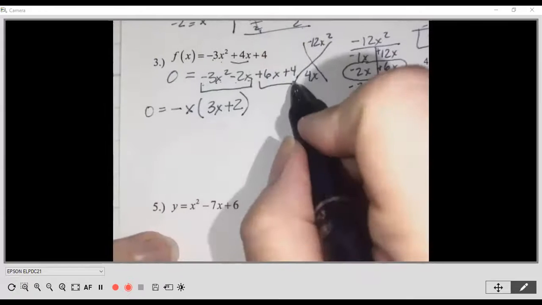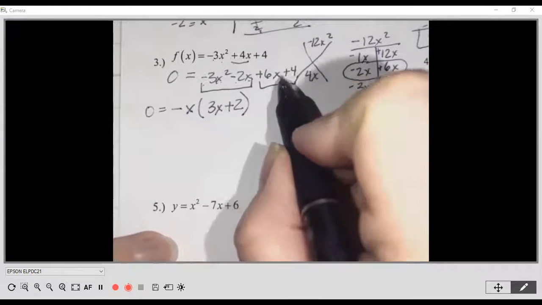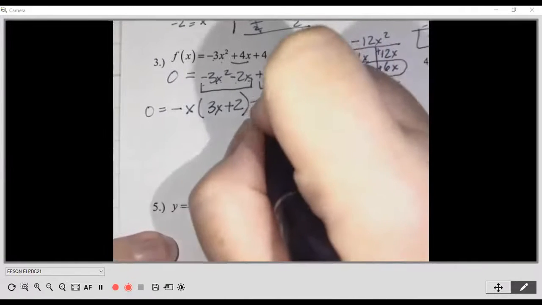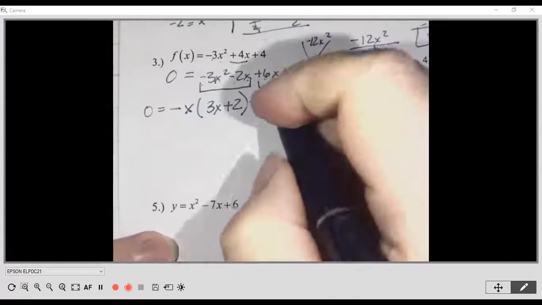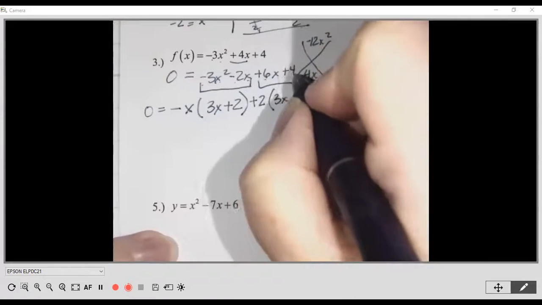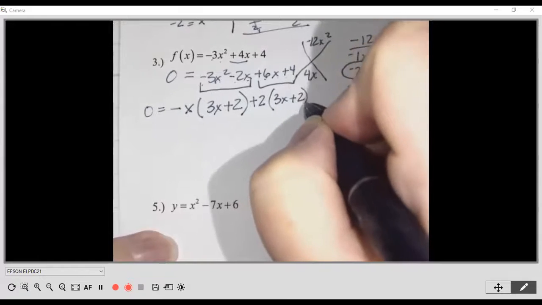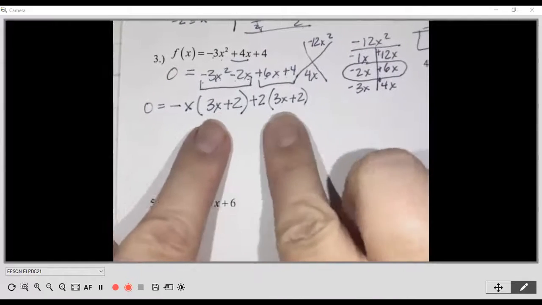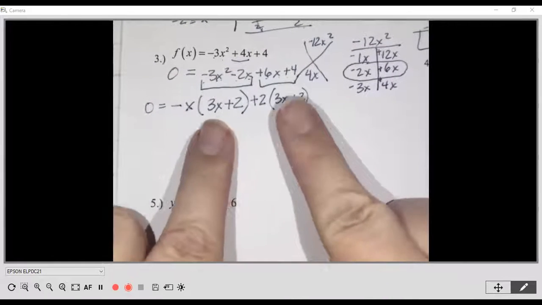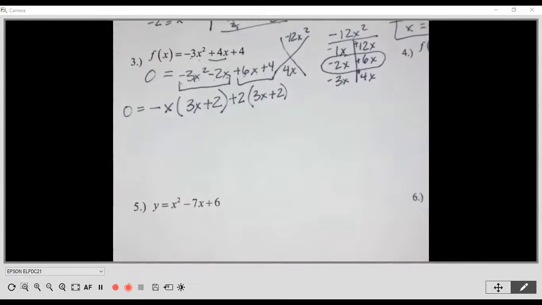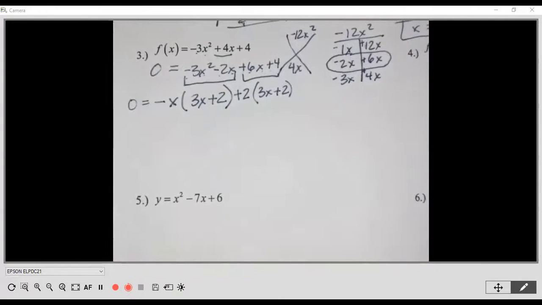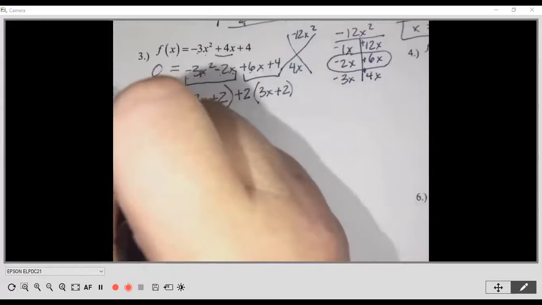Then I come over here to my second group. I see 6x plus 4. That has a GCF of 2. 6x divided by 2 is 3x. 4 divided by 2 is 2. And then I see they both have the factor, when I factored out by group, each of them had the 3x plus 2 quantity, which is great. So I know I'm on the right track. Bring down the 0 equals.